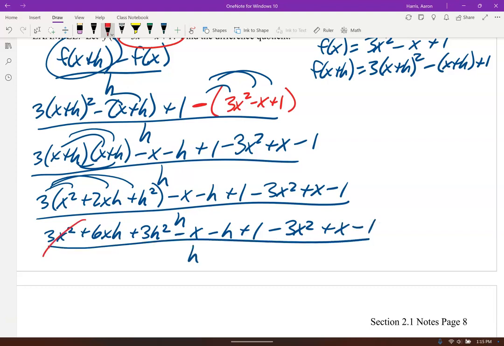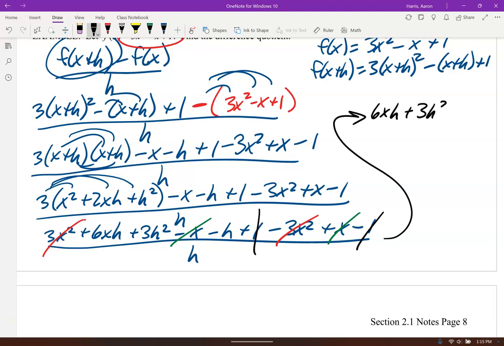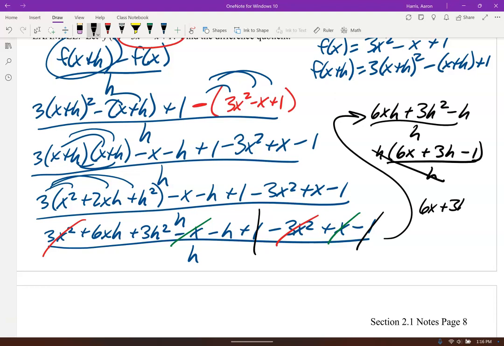All right, 3x squared minus 3x squared, that's gone. Looks like I have a negative x plus an x, that's gone. And finally I have a 1 minus a 1, that's gone. So what am I ending up with? I have 6xh plus 3h squared minus h all over the h. Now what I do is I factor an h out of the top. So I have 6x plus 3h minus 1 so that the h's cancel right there. And I'm just left with 6x plus 3h minus 1. This is our answer for the difference quotient.